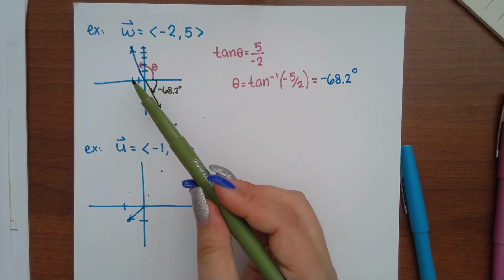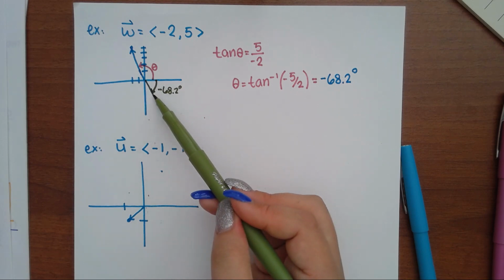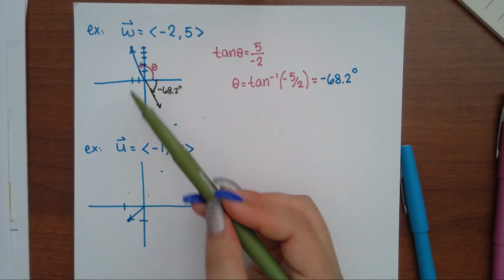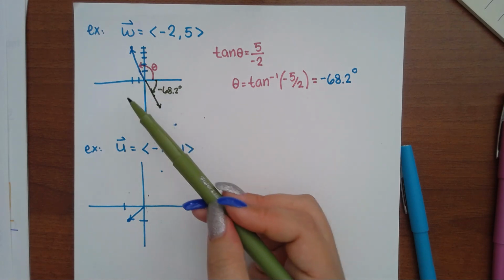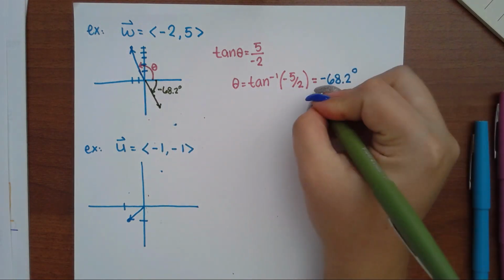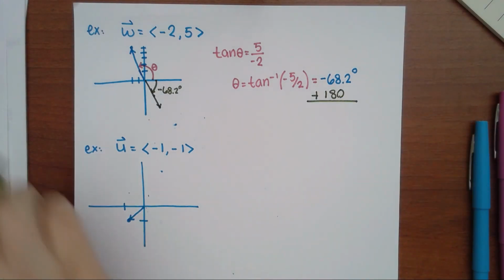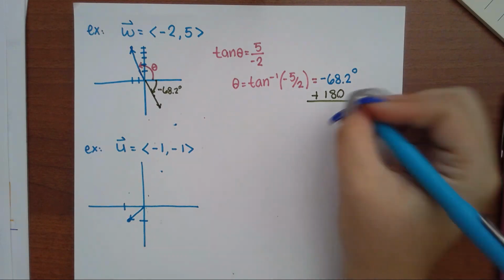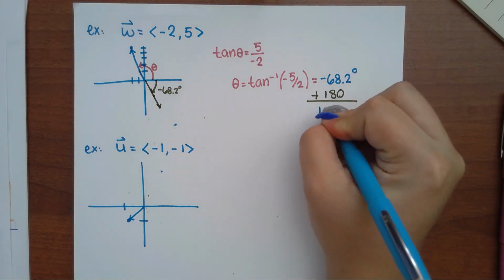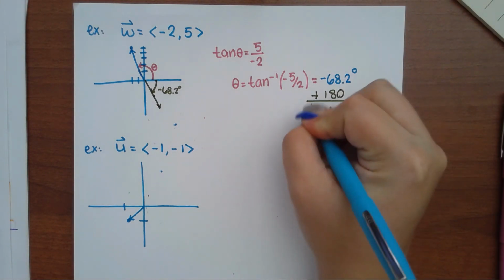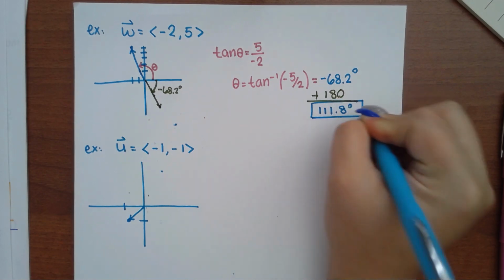So how do I get from quadrant 4 to quadrant 2? Instead of adding 360 degrees, hopefully you said add 180 degrees to this. So once I add 180 degrees, then I should have the correct angle in the correct quadrant. So you're going to want this angle instead.